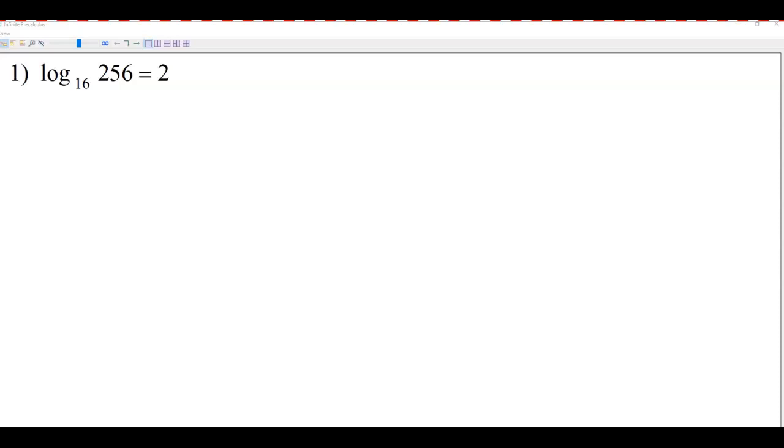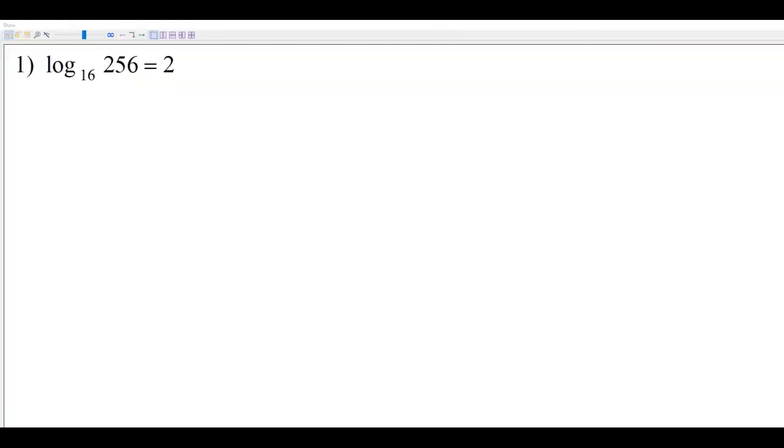To begin with, we're going to be rewriting some logarithmic expressions here in exponential form. And I'm going to be going through the even problems because those are the ones you're required to do. You can look at the odd ones with the answer key if you want a little more practice.